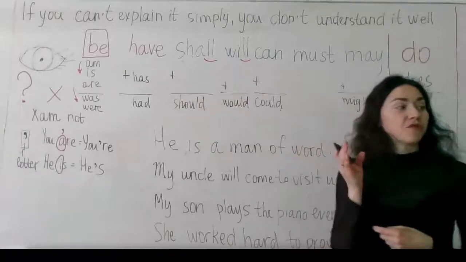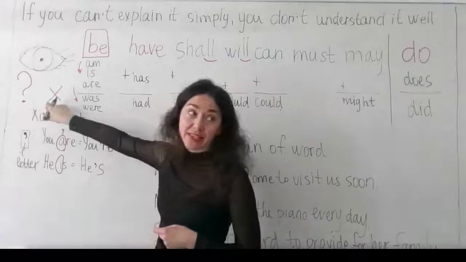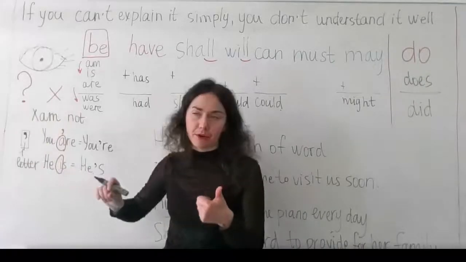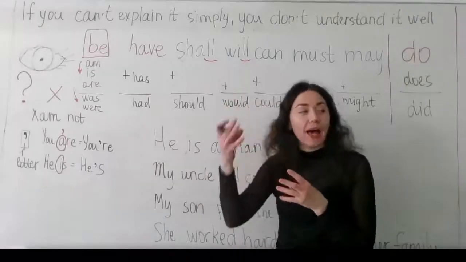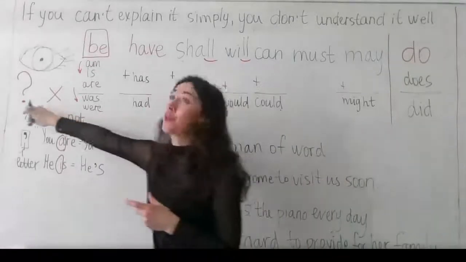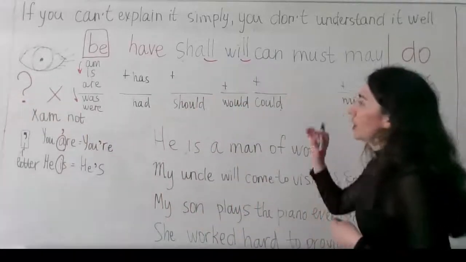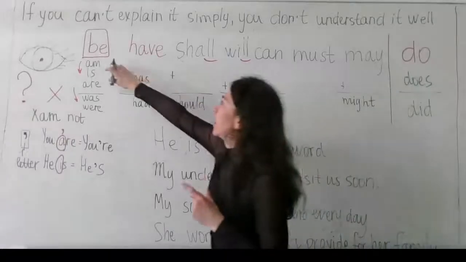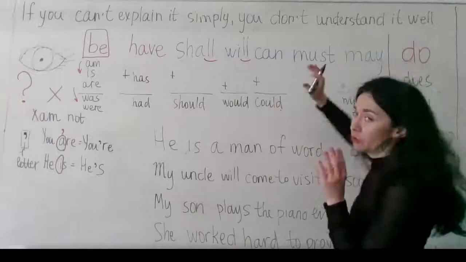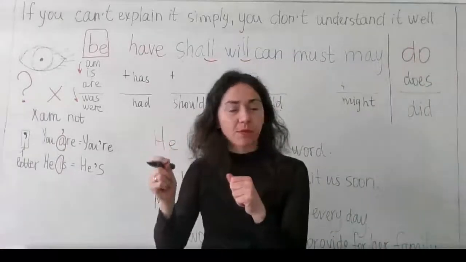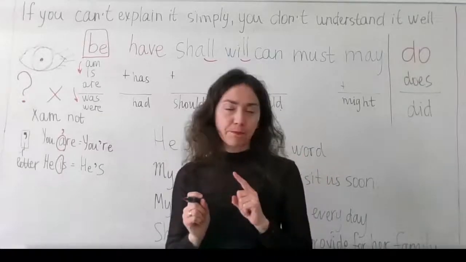So the most important rule is that to ask a question or make a negative sentence, you need an auxiliary verb. An auxiliary verb is a verb that helps you to build questions and negative sentences. So we've spoken about three verbs: be, have, and do. If you do not remember when you use these forms and how they are used, you have to move to the first lesson and watch the video.